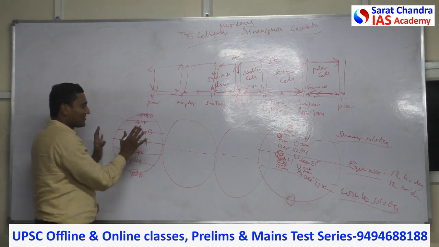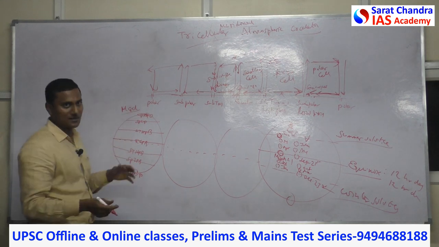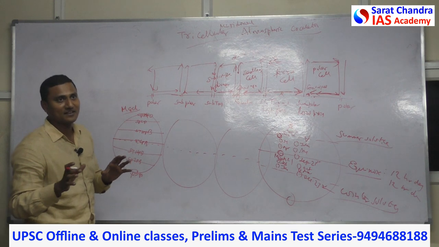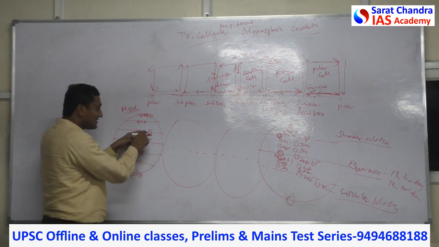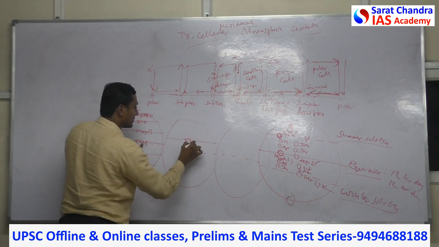So now I have drawn this diagram in the month of March. This is called the March diagram. I am just telling you. Now I will explain the June diagram. In the month of June, this belt will go almost here. So the equatorial low pressure belt will come here.